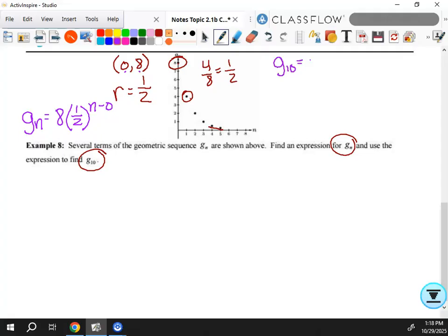All right, so now I've got to find G sub 10. That's going to be 8 times 1/2 to the 10th power. No need to write 10 minus 0. So this equals 8 times 1 over 2 to the 10th. We got 2, 4, 8, 16, 32, 64, 128. 128 times 2 is 256, times 2 is 512, times 2 is 1024. Okay, so that gives me 8 over 1024.